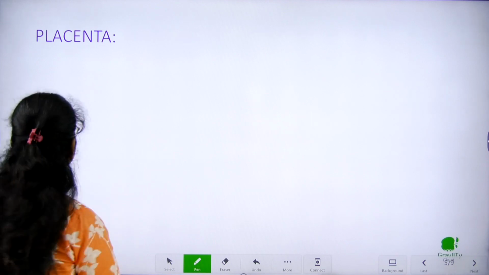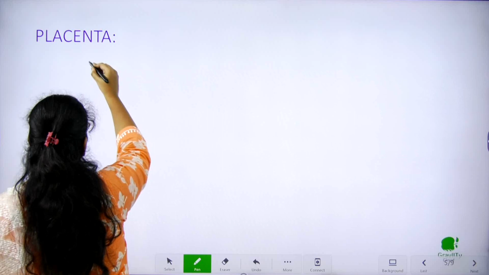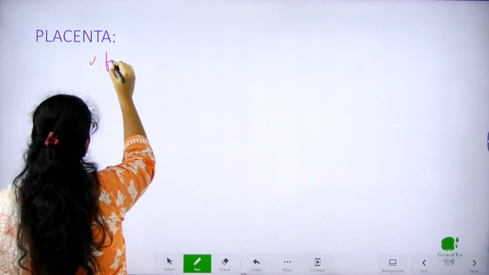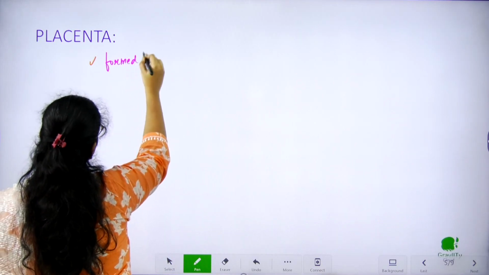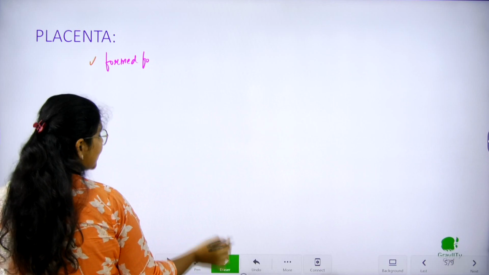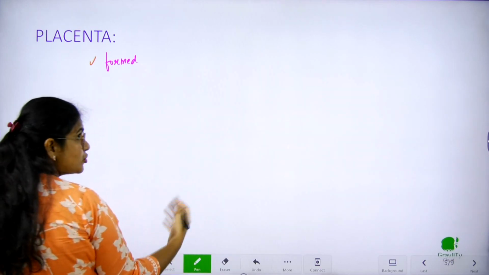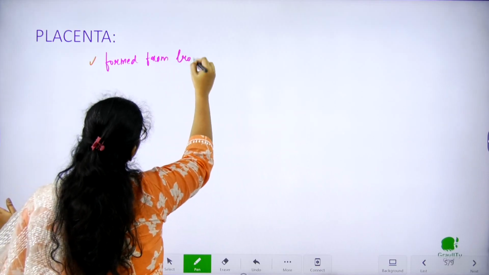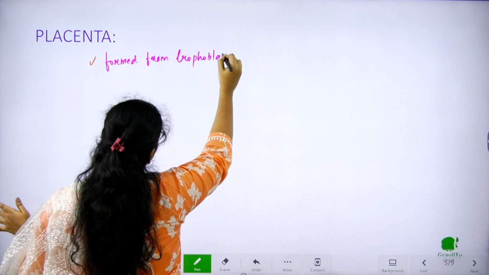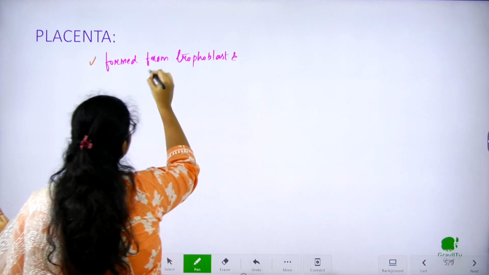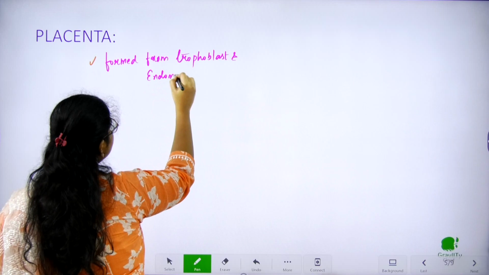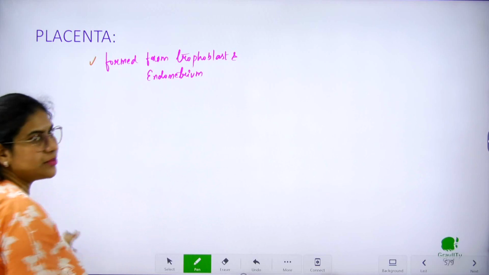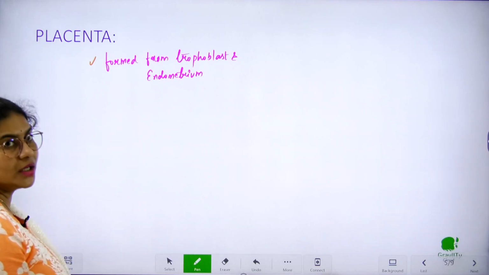Now moving to placenta. So guys, how is placenta formed? Placenta is formed from the trophoblast cells as well as the endometrium. That is a fusion of both the layers. Trophoblast is from the embryo and endometrium is the layer of the uterus. So half the layers of placenta are from the embryo and half are from the mother.